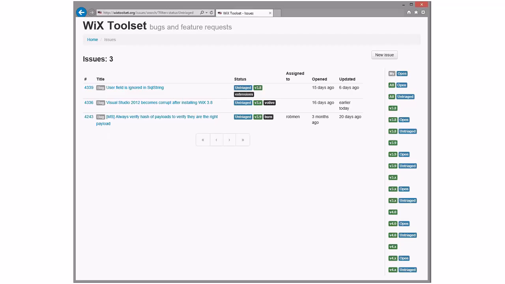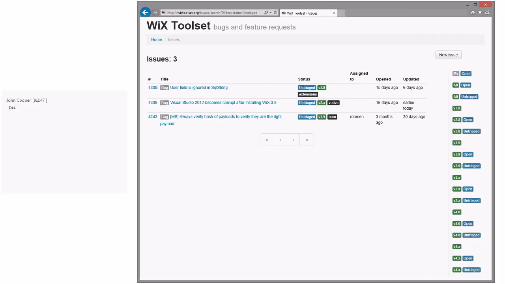All right. Three issues, and I think two of them we covered last week, so let's put these in the right spot already. MSI always hashed payloads to verify they are the right payload. If I remember correctly, we discussed this last week that we would do the minimal change in 3x and 3.9 to basically flip the suppress validation the other way around and go with that. Yes? I believe that's where we ended up, yes.